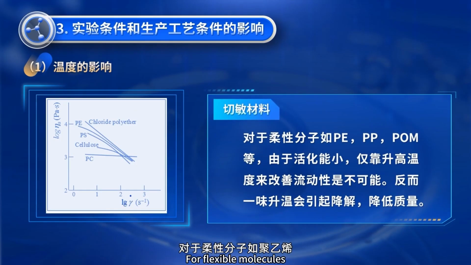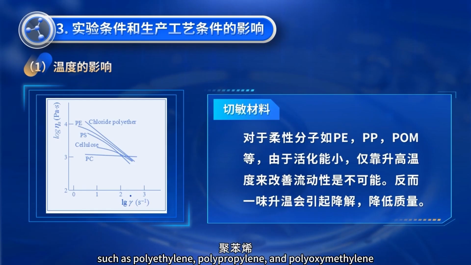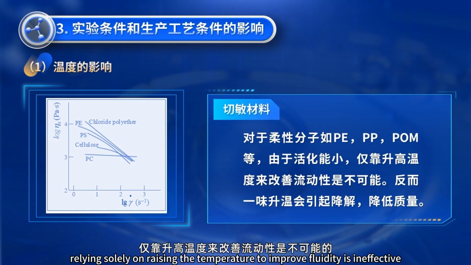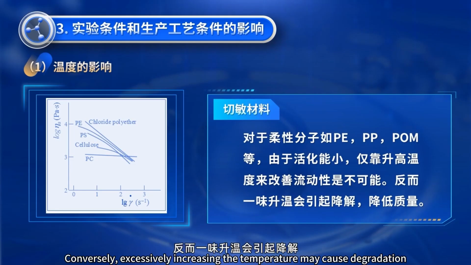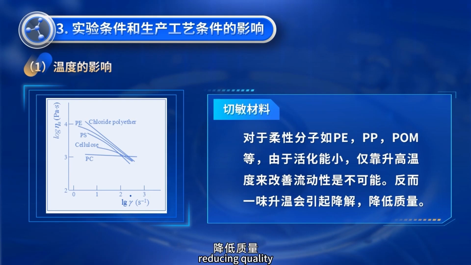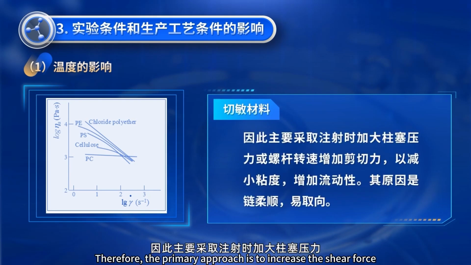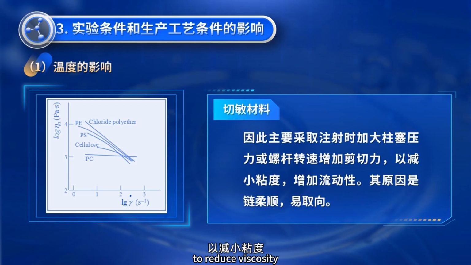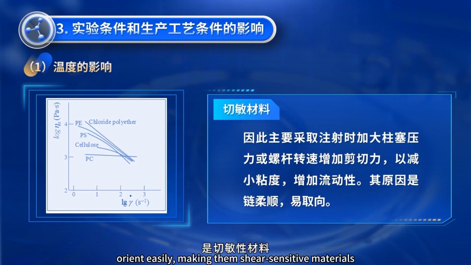For flexible molecules, such as polyethylene, polypropylene, and polyoxymethylene, due to their low activation energy, relying solely on raising the temperature to improve fluidity is ineffective. Conversely, excessively increasing the temperature may cause degradation, reducing quality. Therefore, the primary approach is to increase the shear force by applying higher piston pressure or screw rotation speed during injection molding to reduce viscosity and enhance fluidity. The reason is that flexible chains orient easily, making them shear-sensitive materials.